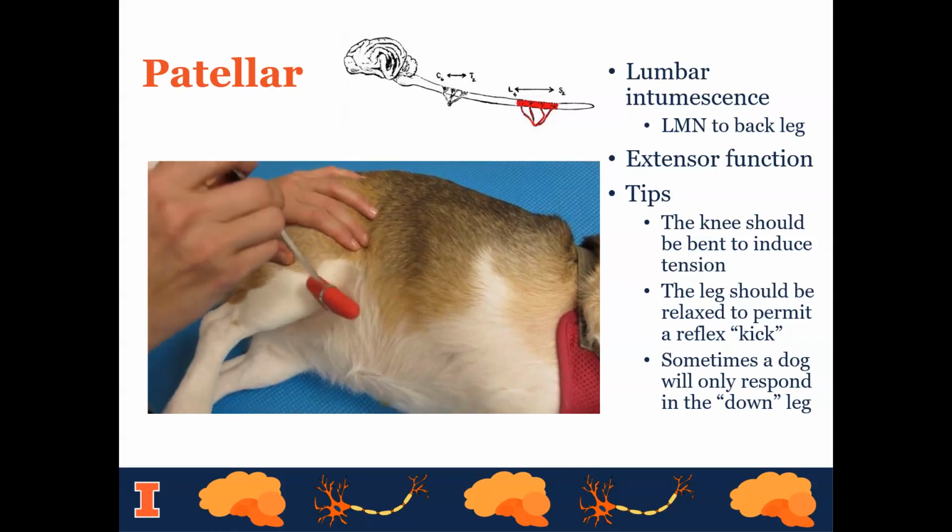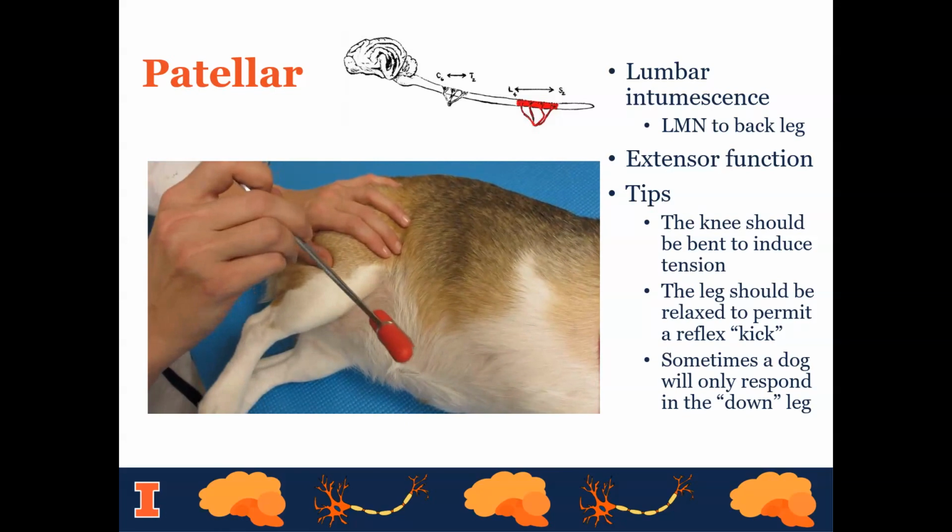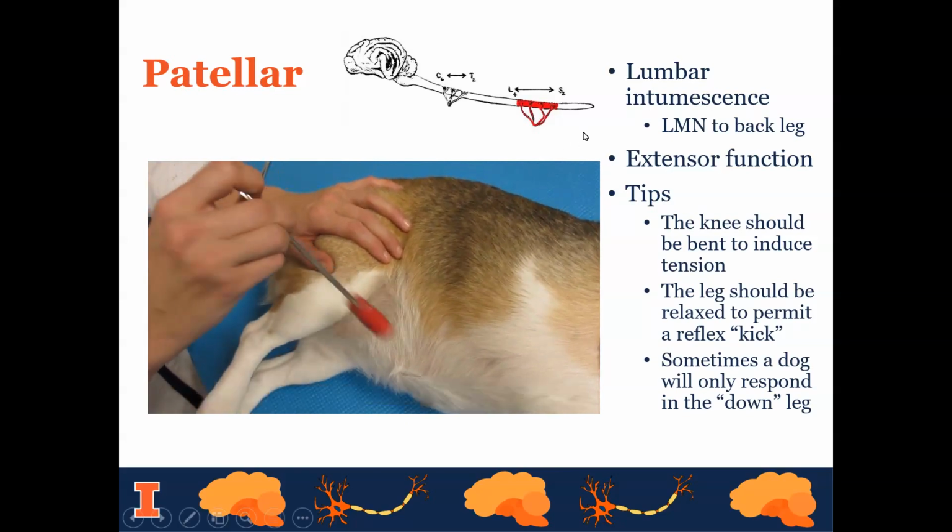As she relaxes, she's going to start to get better kicks, like right there. So if the kick is intact at all, even sporadically as you're doing this test, then it is intact. If you just can't get it at all, then there's a chance it could actually be absent.